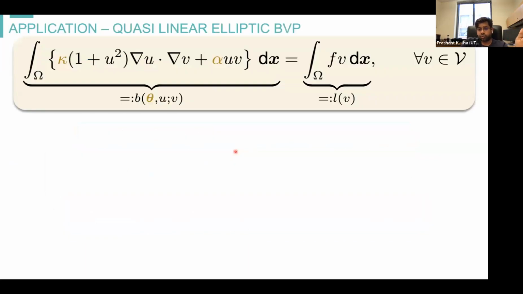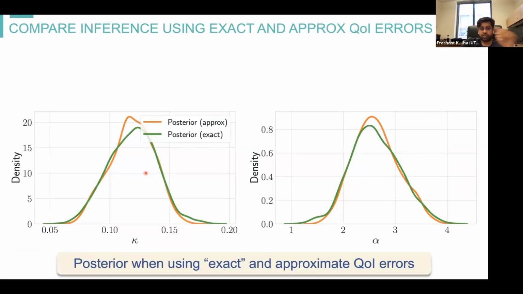So there are two approaches to come up with posterior samples. I'm comparing them here. The green one is the so-called exact posterior density I get by basically solving the original problem and computing the original goal-oriented error accurately. And then the orange one is where I use the estimate of the goal-oriented error, right? And this is the posterior distribution.